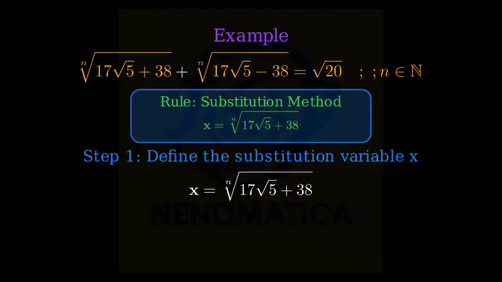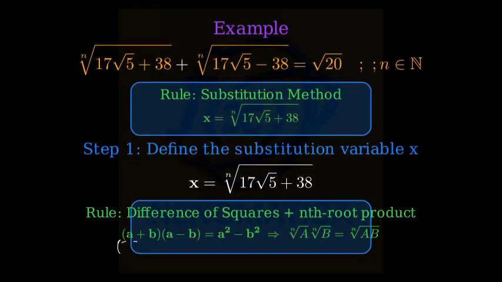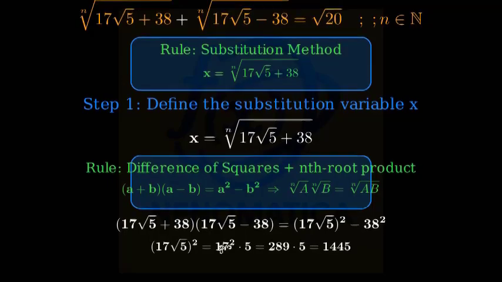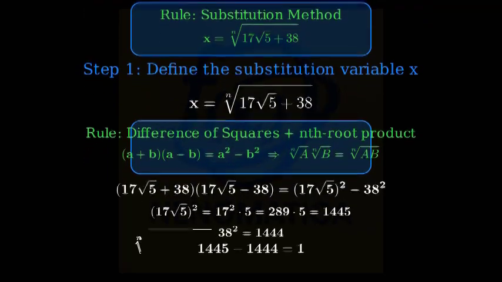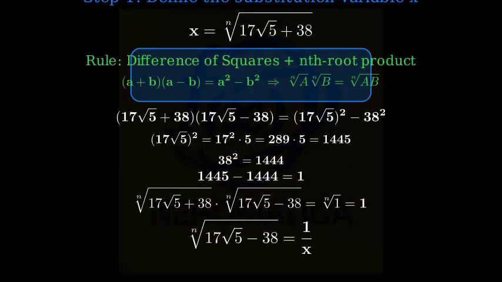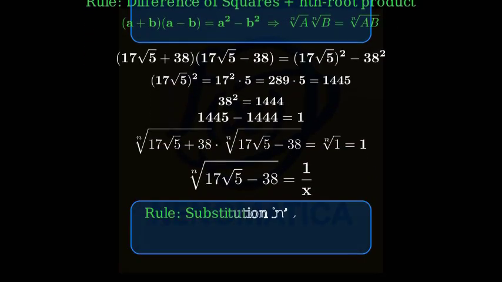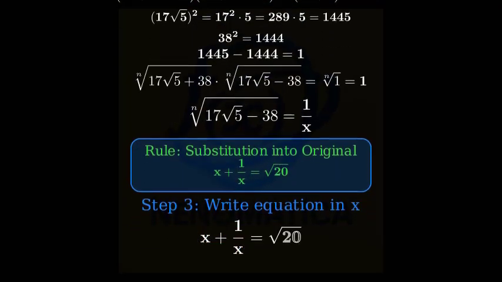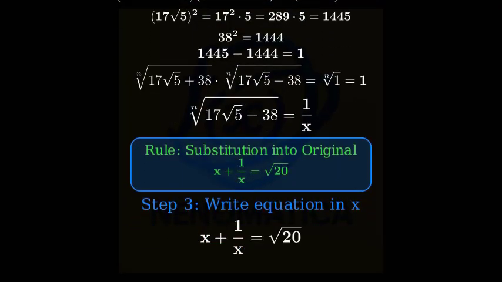Step 2. Relate the second radical to x. Notice that the product of the two radicands is 1, because 17 root 5 plus 38 times 17 root 5 minus 38 equals the square of 17 root 5 minus the square of 38, which is 1. Therefore, the nth roots multiply to 1. So the second term equals 1 over x. Step 3. Substitute into the original equation. We obtain x plus 1 over x equals the square root of 20.